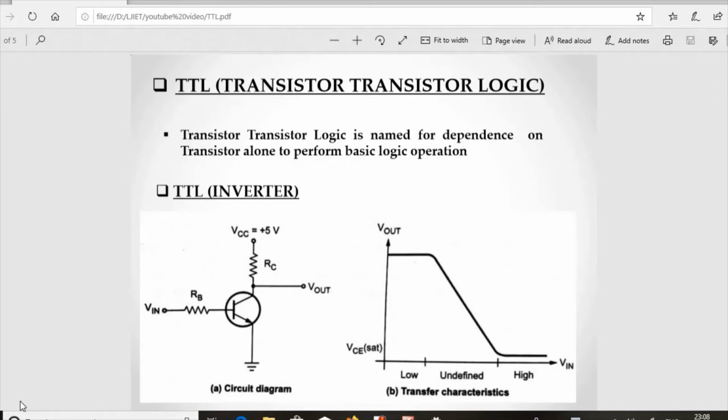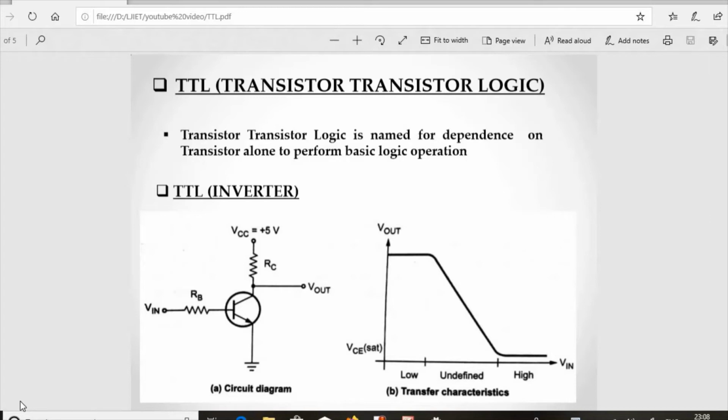Now, what were RTL and DTL? They are the logical families and they are representing the logics. Means, for example, with the help of the RTL, DTL or TTL, we are representing our gate logic. Here also we will be doing the same thing.